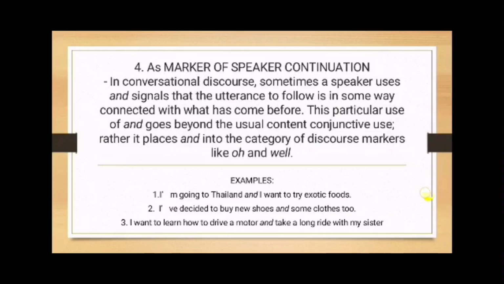For examples, number 1, I'm going to Thailand and I want to try exotic foods. Number 2, I've decided to buy new shoes and some clothes too. Number 3, I want to learn how to drive a motor and take a long ride with my sister. So in these statements, he or she wants to add something related to the context or the sentences, a continuation of what was said first or before the statement. And also when conversing, a speaker may use "and" to show that the statement has a continuation.